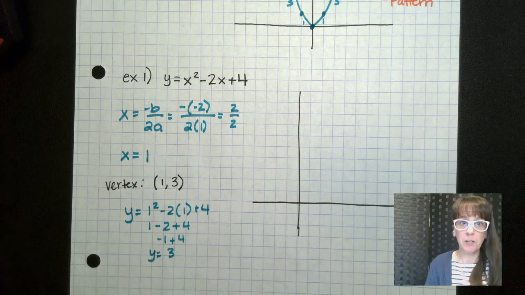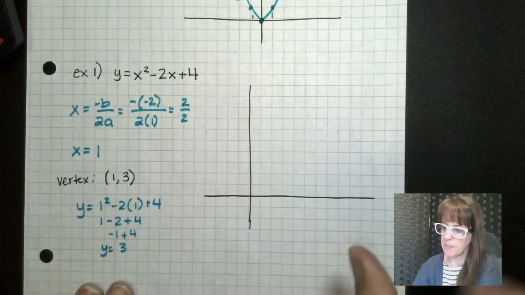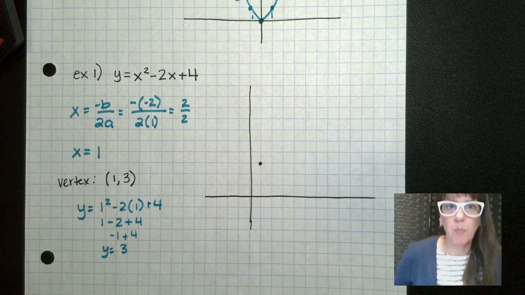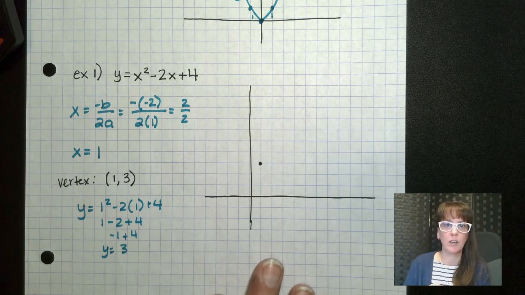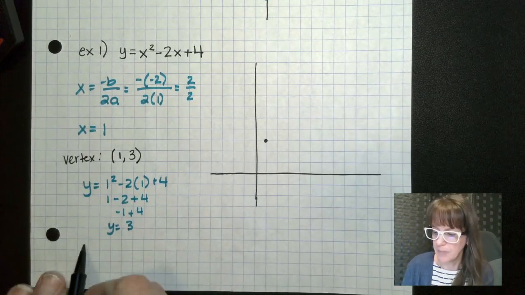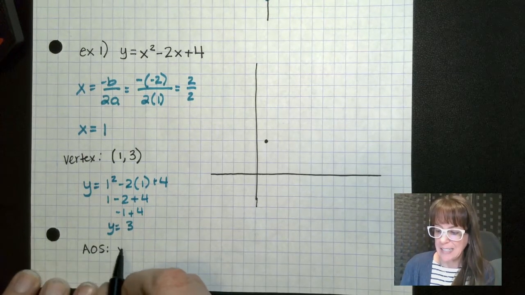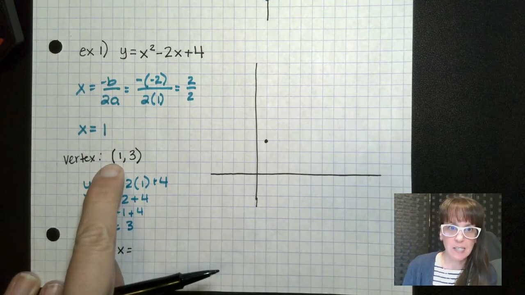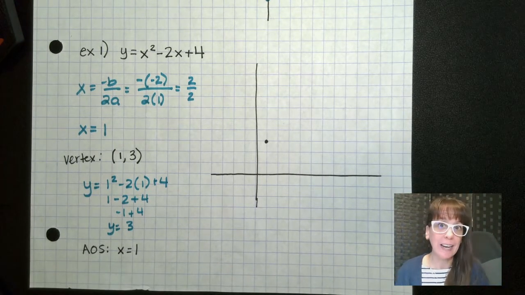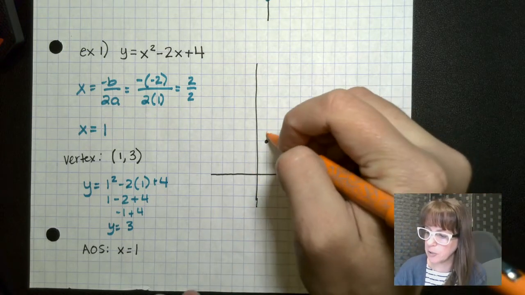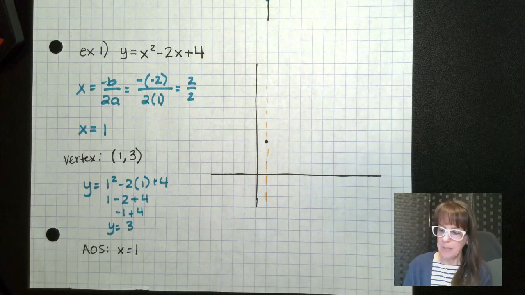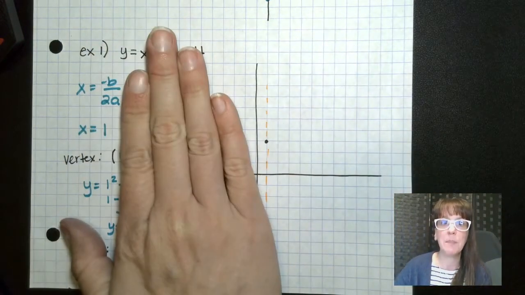Now that we know our vertex, we go over 1, up 3. There's our vertex right there. Now we can establish our axis of symmetry, which is always written as the equation of a line. Our AOS is x equals whatever the x is of your vertex, so x equals 1. If I were to graph that line, it would go through 1 and straight up and down like that. That means whatever happens on one side of our graph is going to happen on the other.